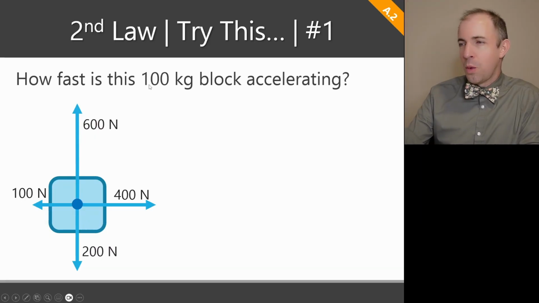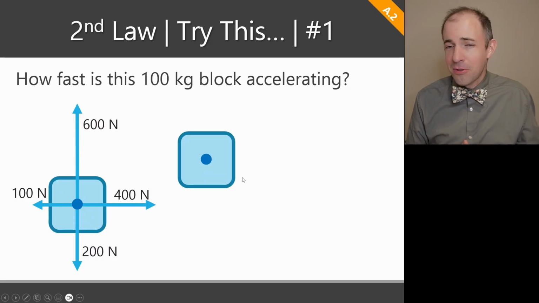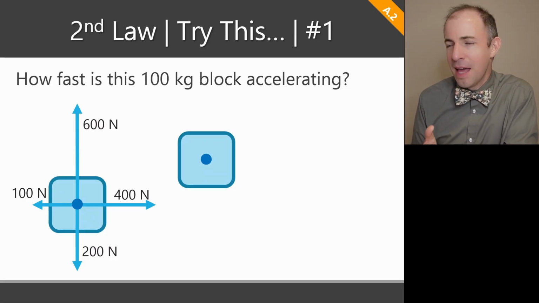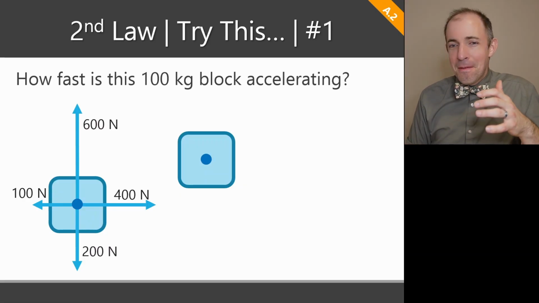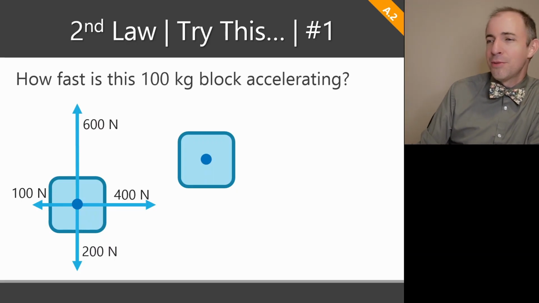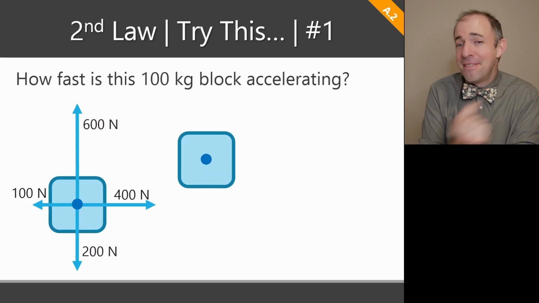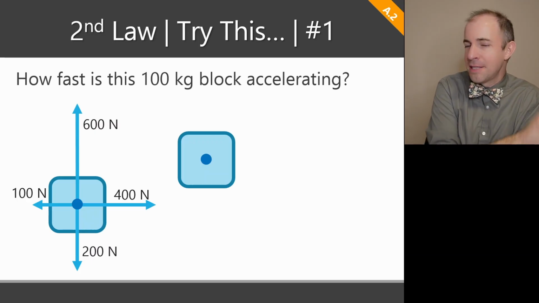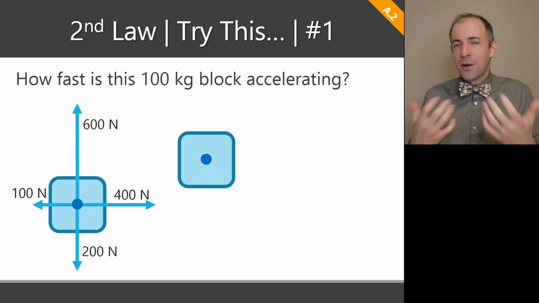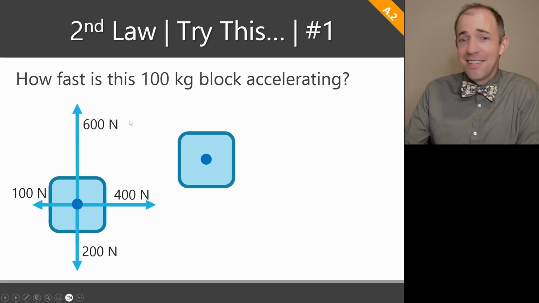How fast is this 100 kilogram block accelerating? Now we know that the force is equal to mass times acceleration, so we can find acceleration from that. But the problem is that implies one force. There are four forces that are acting on this object. So when we see F equals ma, really what you should be thinking is F net, the net force, is equal to mass times acceleration. It's a net force, an unbalanced force, that causes a change. So let's find a net force.